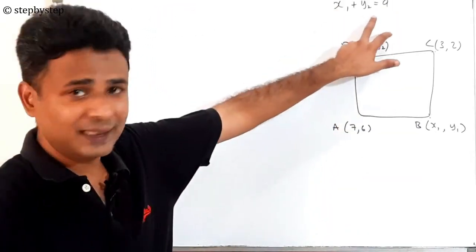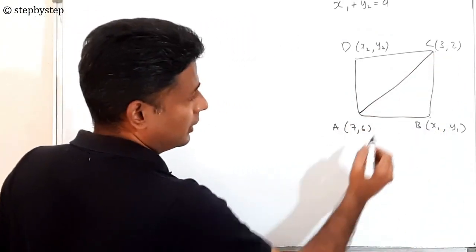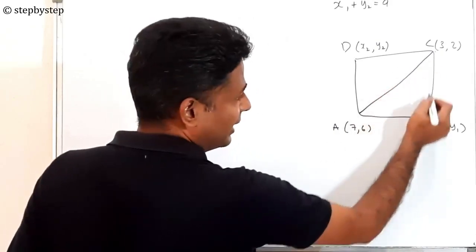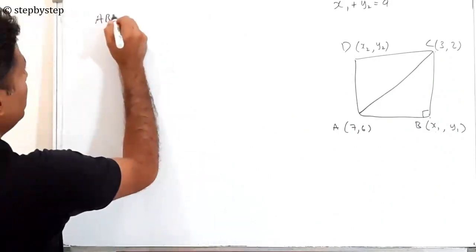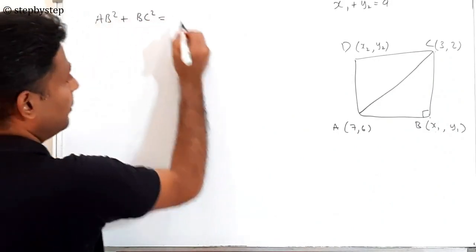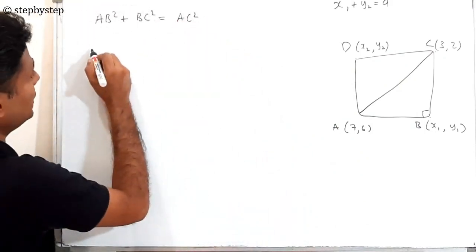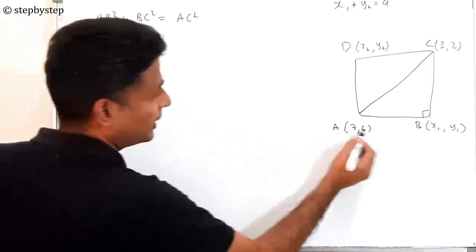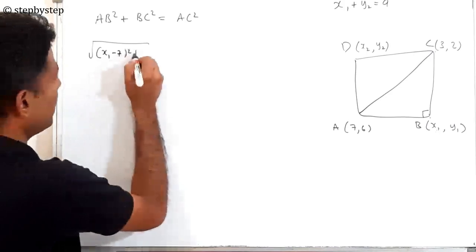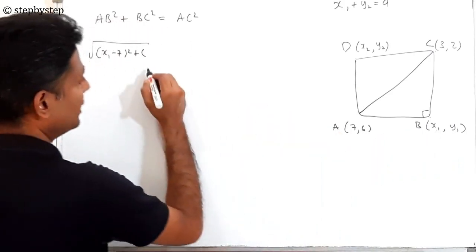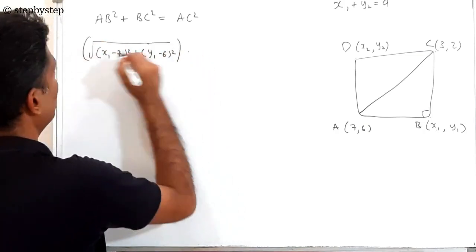So guys, now we got this equation. Now I'll draw this diagonal. This is 90 degrees, hence it's a right angle triangle. So what do we get? AB square plus BC square will be equal to AC square, right? So now again putting the distance formula for AB square: x2 minus x1, that is x1 minus 7 whole square, plus y2 minus y1, that is y1 minus 6 whole square.